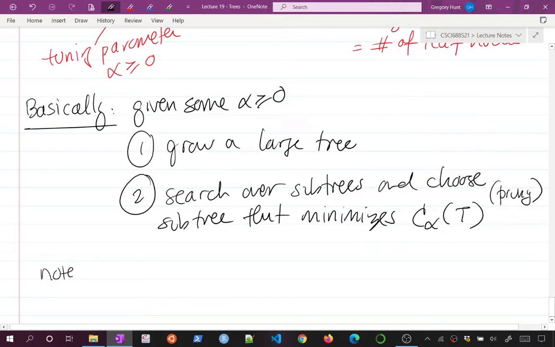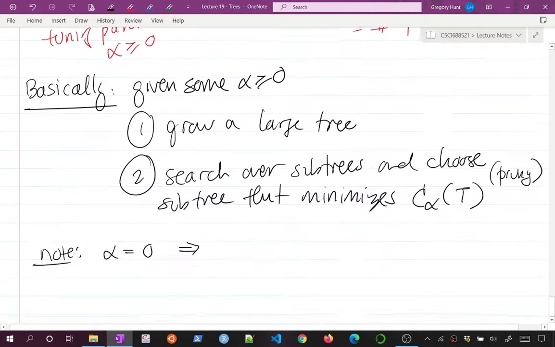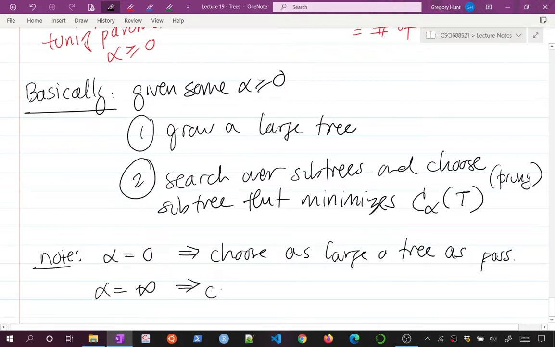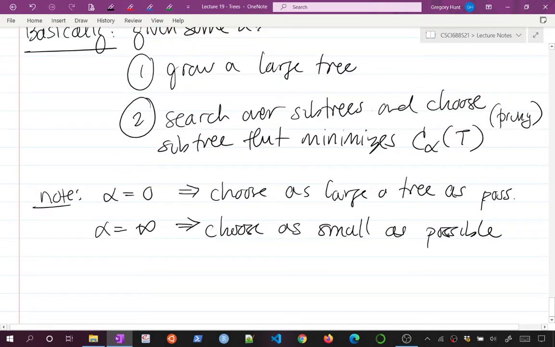Our note here is that if alpha is 0, then this whole penalty term goes away. We're just going to choose as large a tree as possible. If alpha is infinity, we're going to choose a tree as small as possible. And obviously in between, we're going to choose some other tree.